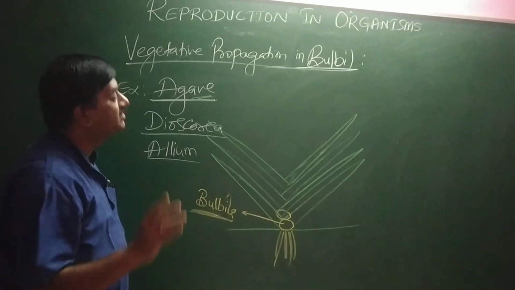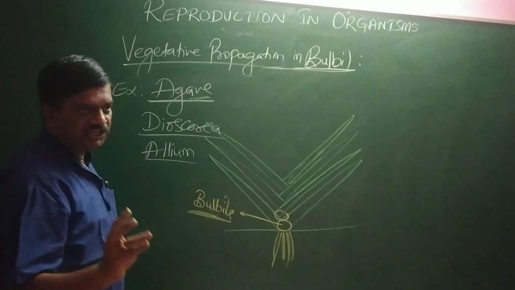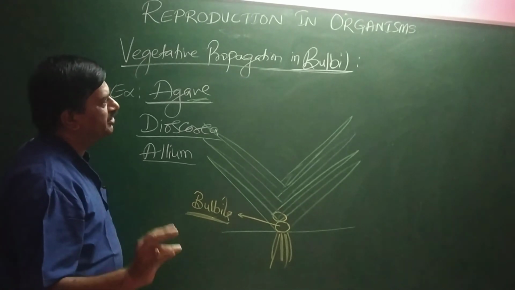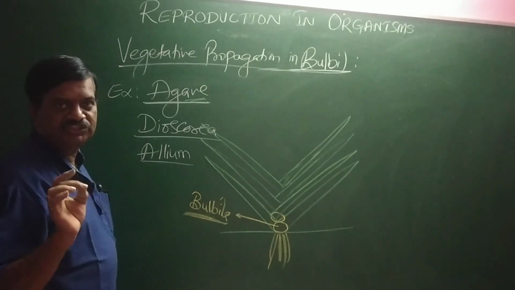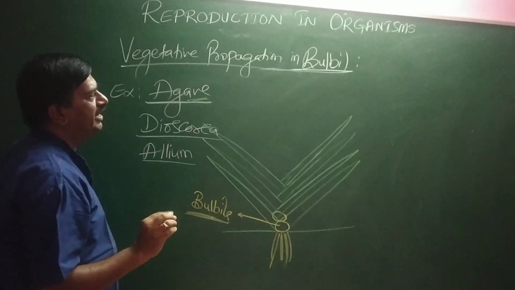This completes vegetative propagation in root, vegetative propagation in stem, vegetative propagation in leaf, and vegetative propagation in bulbils.